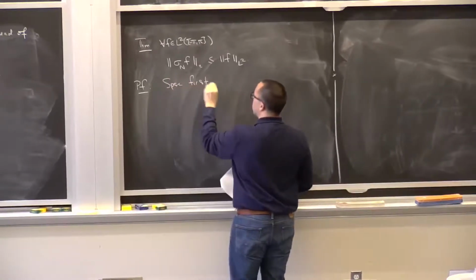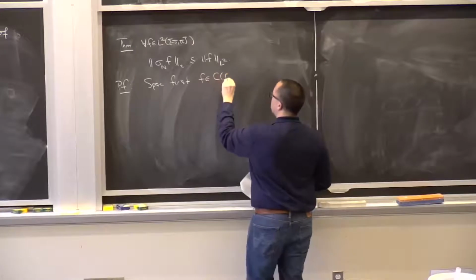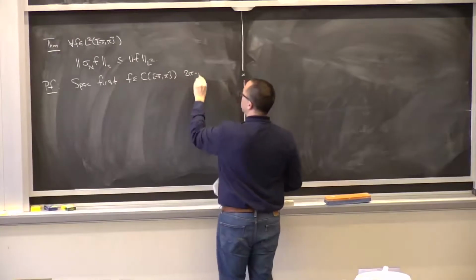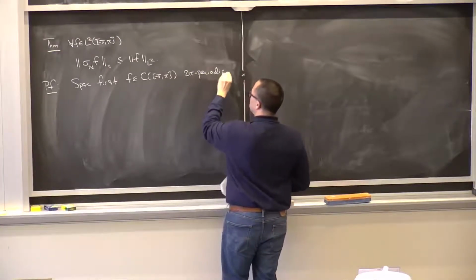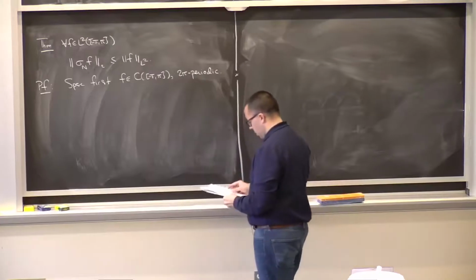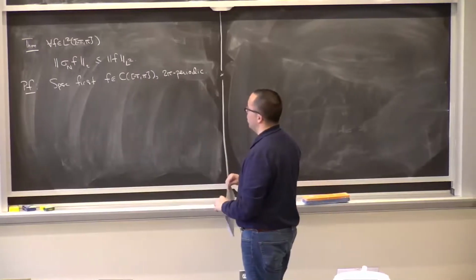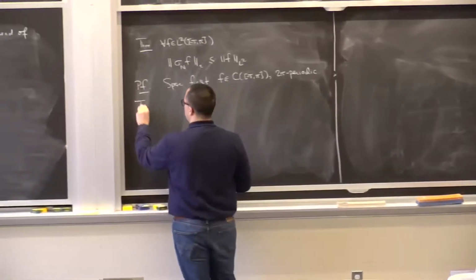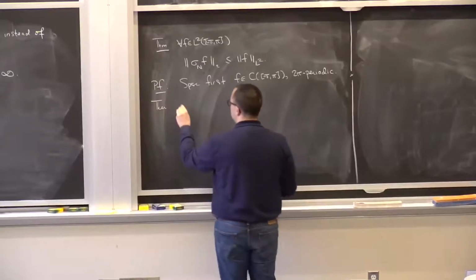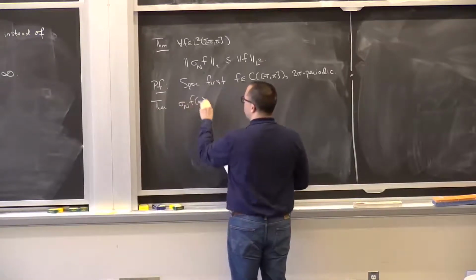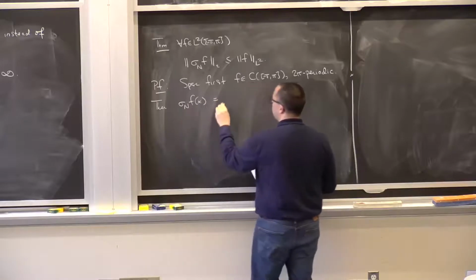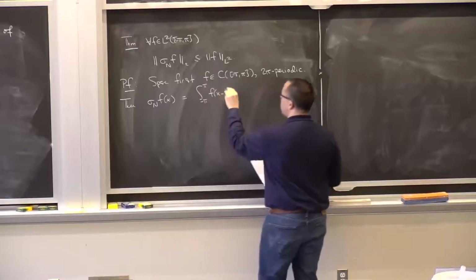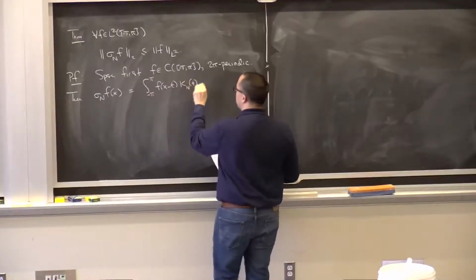So suppose first that f is 2 pi periodic, and then, of course, extended to R by periodicity like we did before. Then, as before, we had that the Fejer mean, the Cesaro mean of f is equal to the integral from minus pi to pi of f of x minus t, kn of t dt.